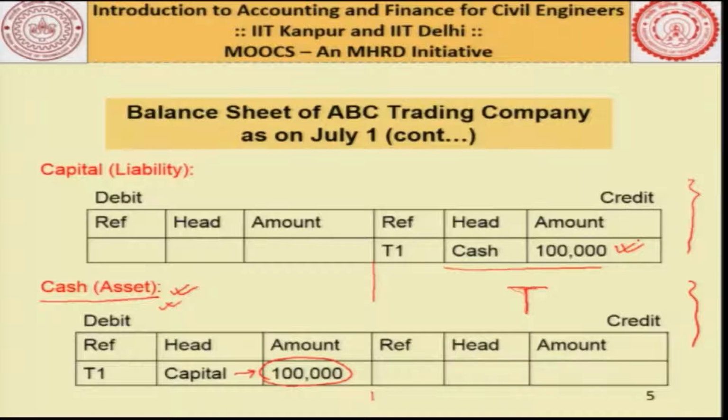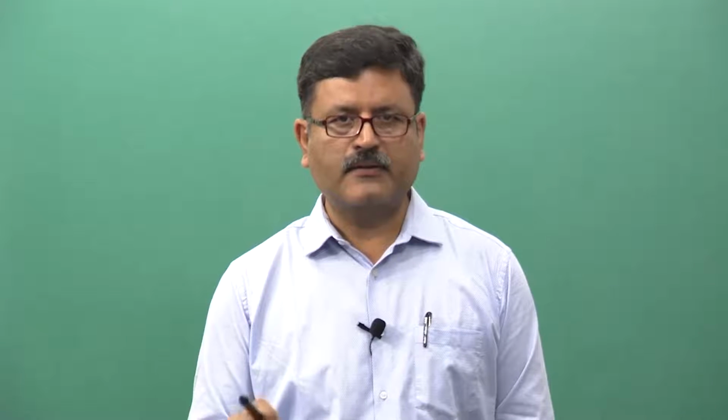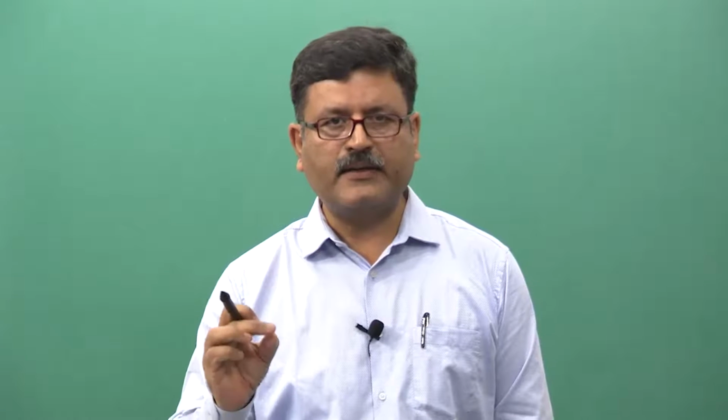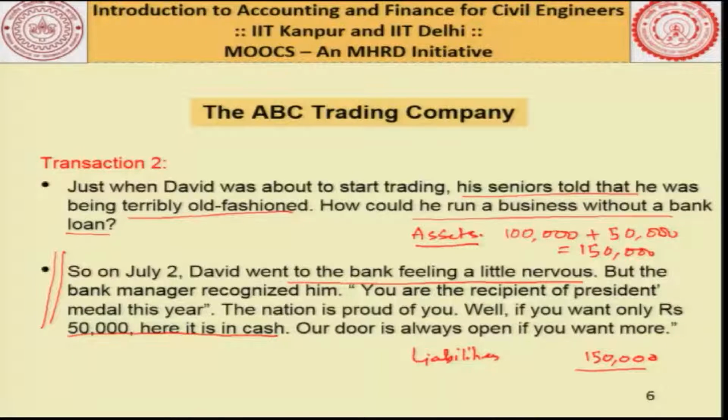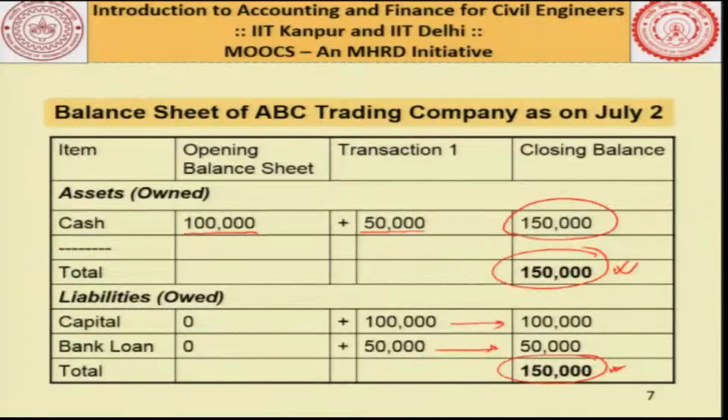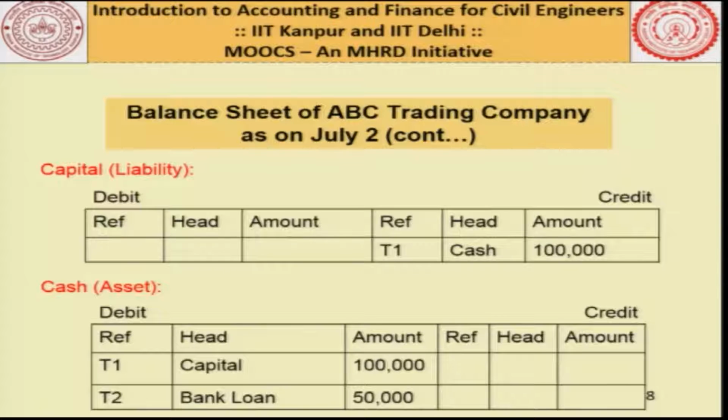So you can see every transaction is getting reflected in at least 2 T accounts. The T1 transaction is getting reflected at 2 places, one in the cash book and the other in the liability account. Now when it comes to the bank loan transaction T2, this will also get reflected in 2 T accounts. The first one, if you look at the cash, 50,000 has been added. So you can see it has increased your asset, and so it is recorded in the debit side.